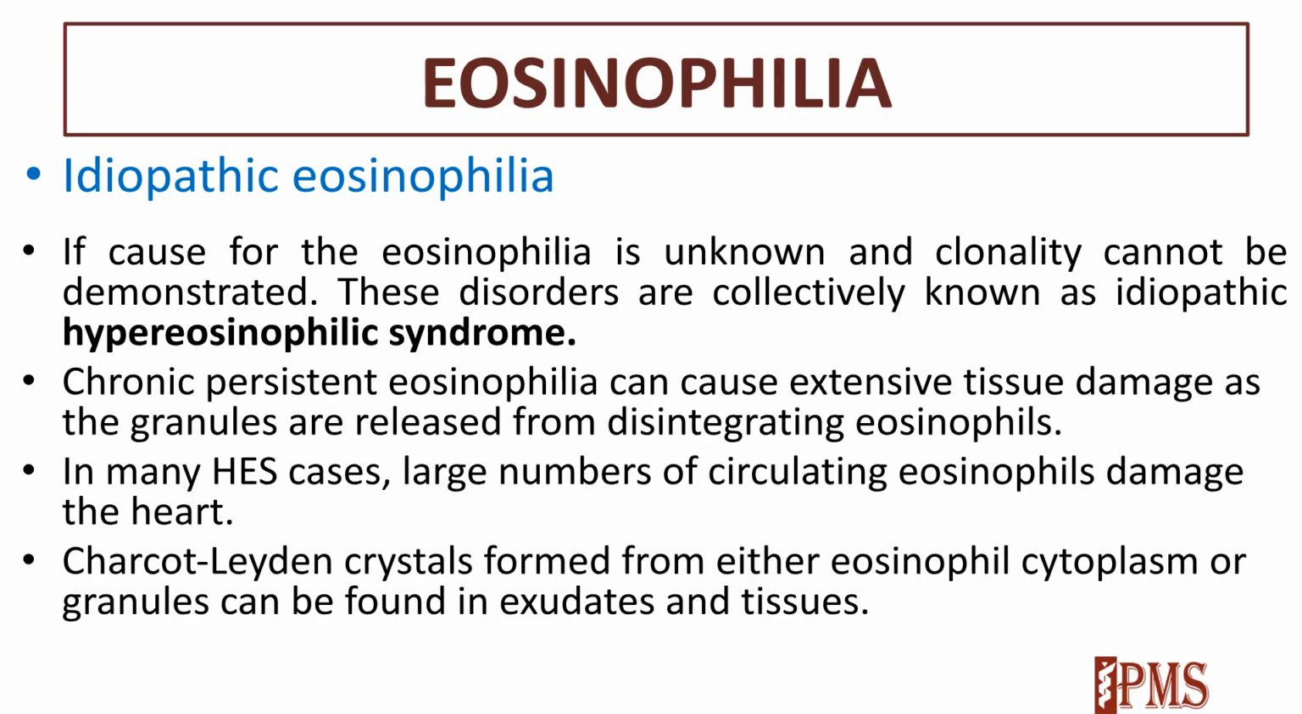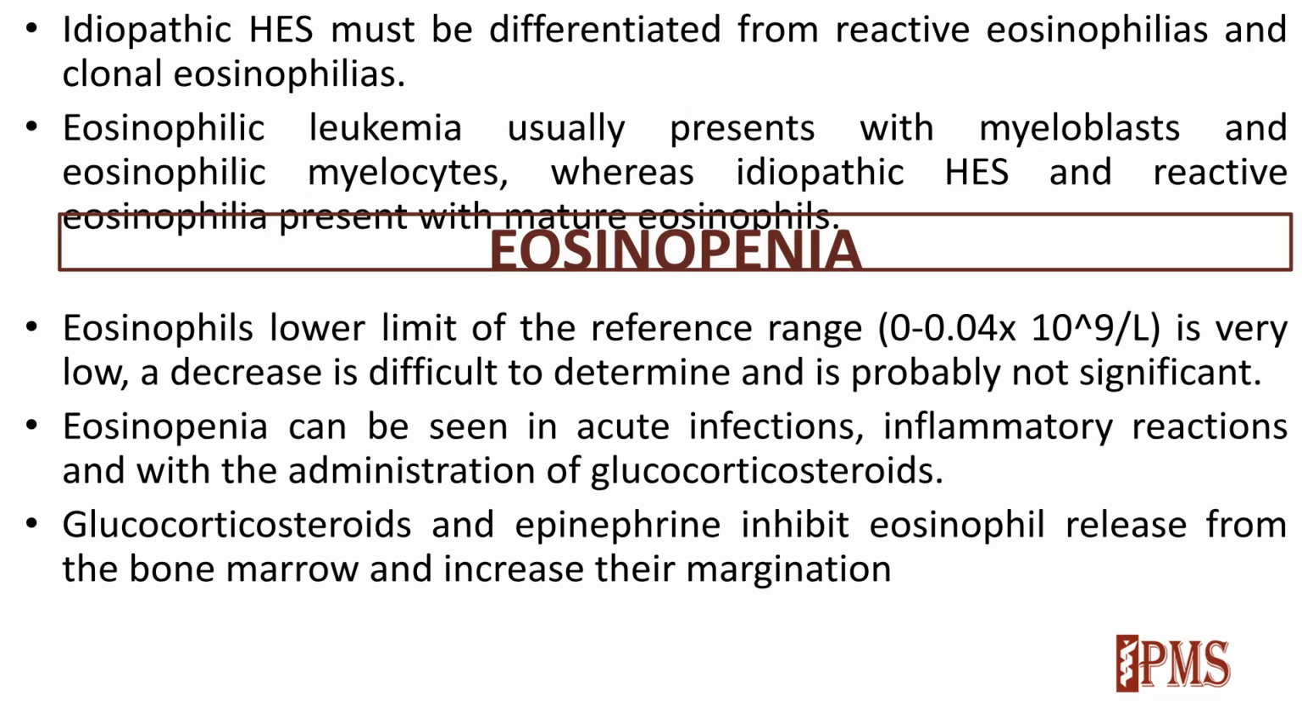Idiopathic eosinophilia, also known as idiopathic hypereosinophilic syndrome, is diagnosed when the cause is unknown and clonality cannot be demonstrated. This chronic persistent eosinophilia can lead to extensive tissue damage, particularly to the heart, due to granule release. It is important to differentiate idiopathic hypereosinophilic syndrome from reactive and clonal eosinophilias.